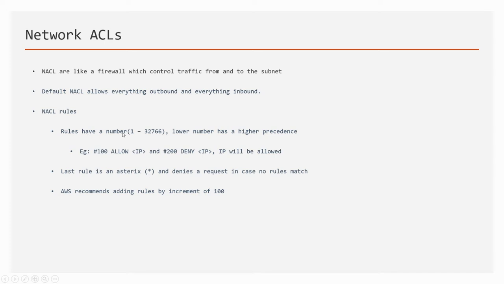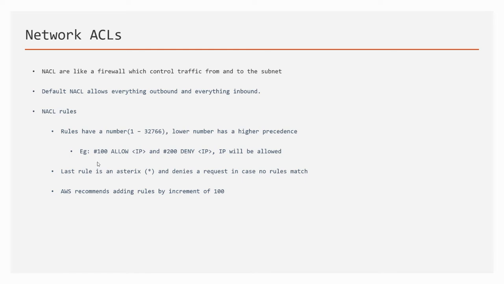Some of the rules that we need to understand when we create NACL. The rules have numbers, and they can start with 1 and go up to 32766. The rule with the lower number has a higher precedence. For example, you can see here there is a rule numbered 100 that says allow a particular IP, and then you have another rule numbered 200 which says deny that particular IP. Then that IP will be allowed, because 100 has a higher precedence since it is a lower number. Just keep that in mind.